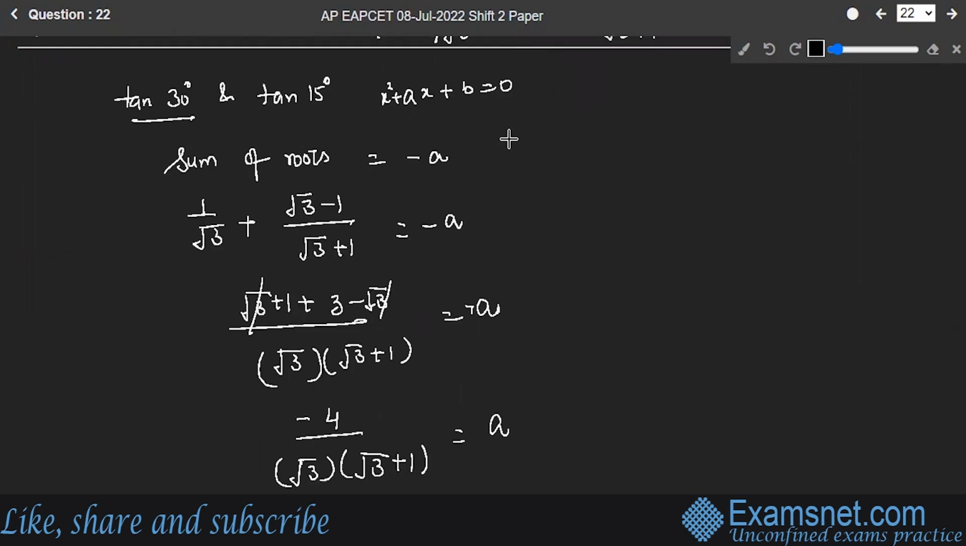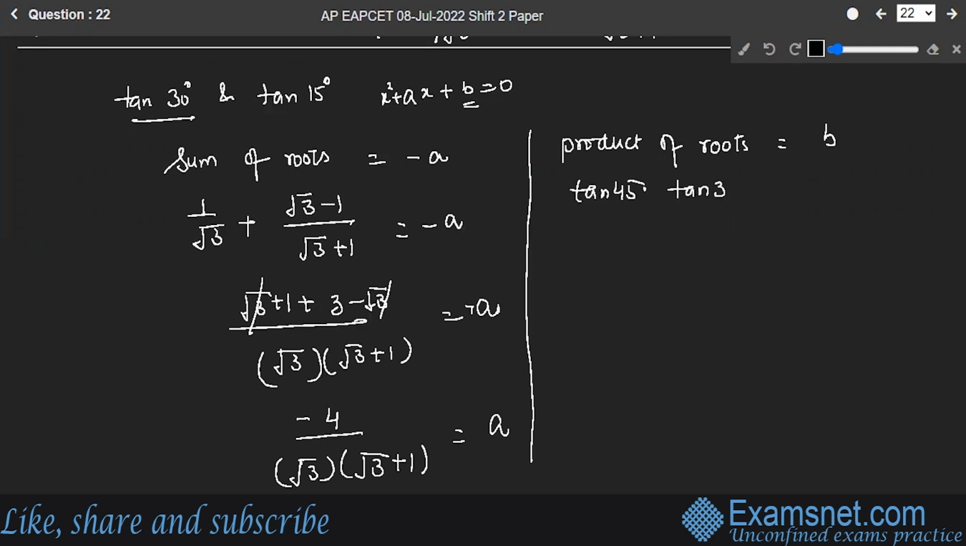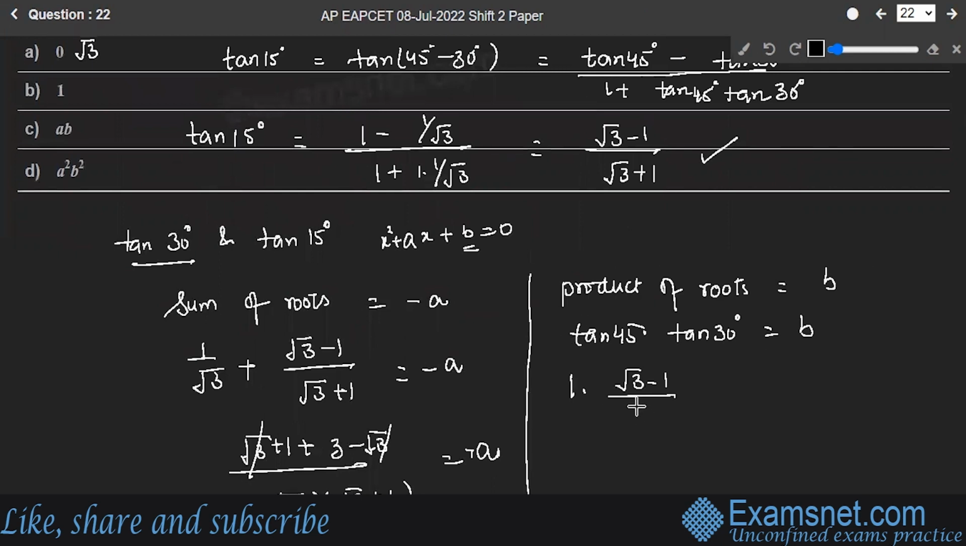For the sum of the roots, you know, this is the formula. And what about the product of the roots? Product of the roots is given by c upon a. That is the constant upon the coefficient of x squared. That means this is equal to b. That means tan of 45 into tan of 30 degree is equal to b. That means 1 into tan of 30 degree is given by root 3. Root 3 minus, let me confirm. Root 3 minus 1 upon root 3 plus 1. This is equal to b.